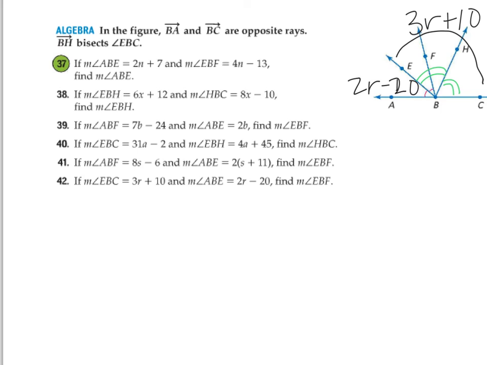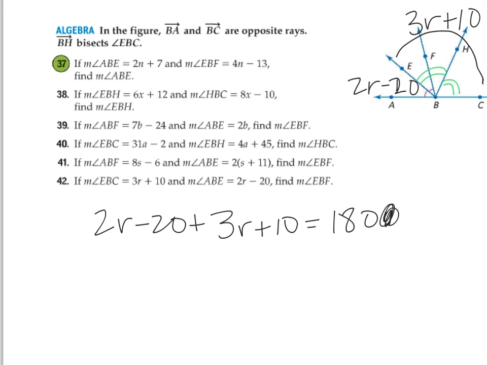And then let's not forget what we were told in the beginning of this section about rays BA and BC. Remember, they are opposite rays. So opposite rays form what is called a straight angle. If I were to lay a protractor on that straight angle, it would use up all 180 degrees. So that means that the measure of ABE plus the measure of angle EBC, if we add those together, is going to total 180 degrees. So our equation would look like this. 2r minus 20 plus 3r plus 10 is equal to 180 degrees.